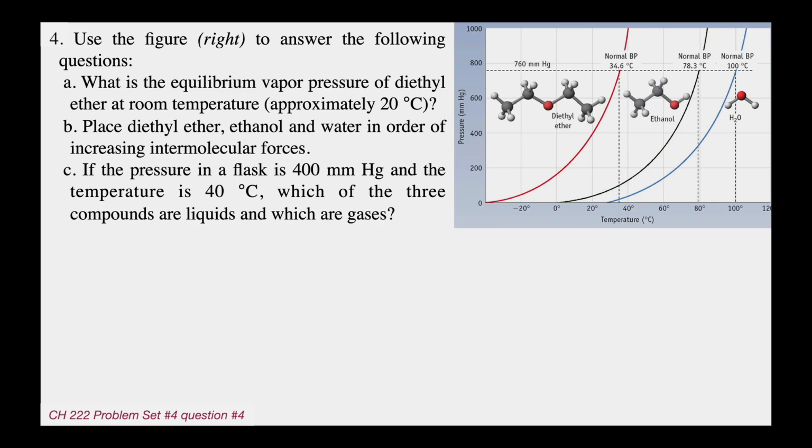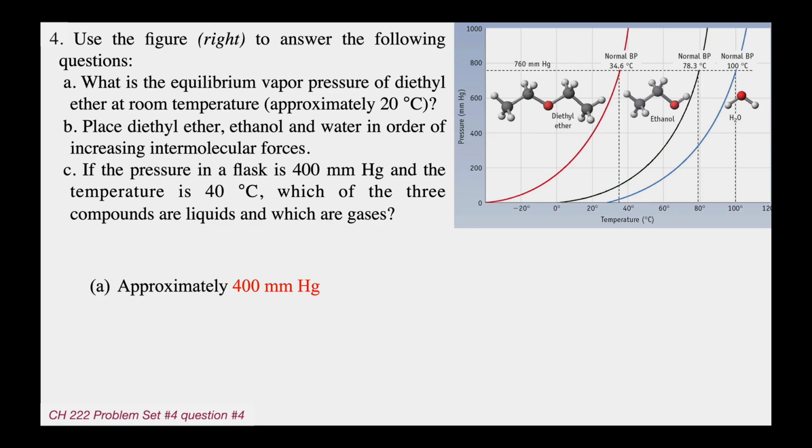So the first question says, what's the equilibrium vapor pressure of diethyl ether at about 20 degrees Celsius? No problem. What I would do for this problem is I would literally just go straight up to where you get to the diethyl ether curve. And that's the red line. That's the first curve. Then if you literally go over to the y-axis, that will tell you what the vapor pressure is at that temperature. Looks to be about 400 millimeters of mercury to me. So literally it's that simple. You just look at the graph to see what's happening.